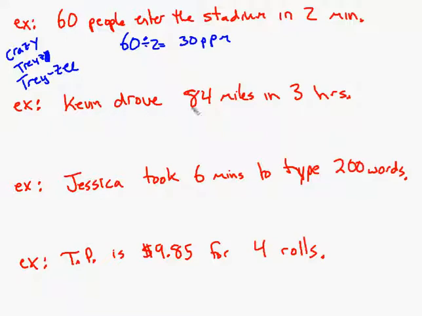All right, Kevin drove 84 miles in 3 hours. So we do 84 divided by 3 and get 28. I do not want to ride with him. He's slow. Miles per hour.